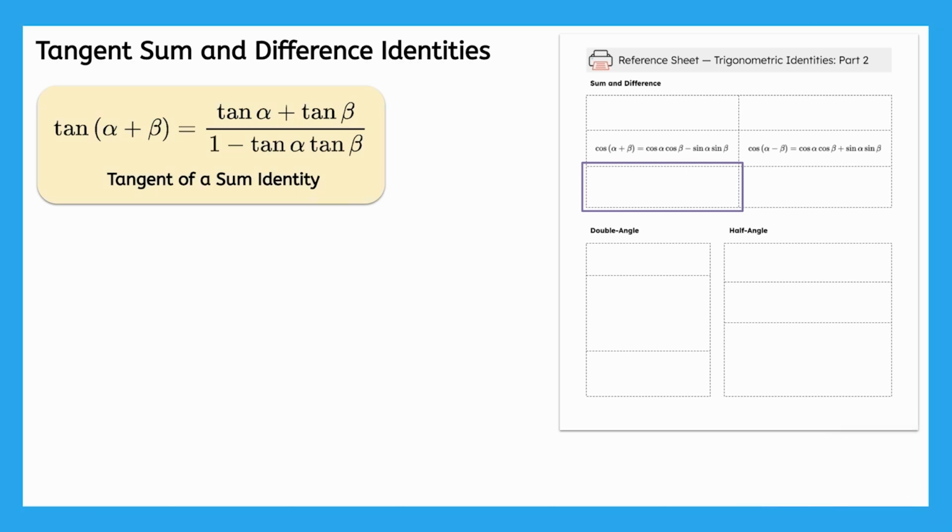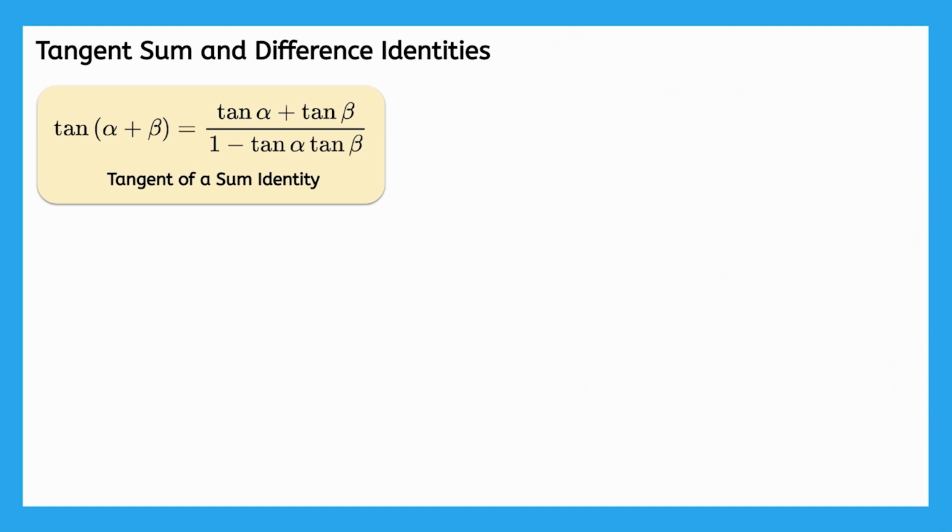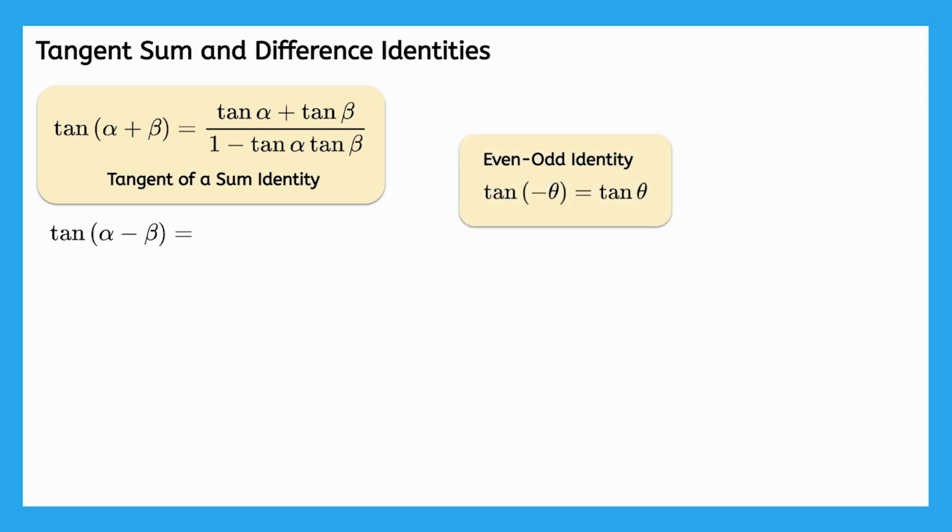Now, let's find the tangent of a difference identity. On your own, use the tangent of a sum identity to find the tangent of a difference identity. Feel free to refer back to how we found the sine of a difference identity and take a similar approach. You will also need the even-odd identity for tangent to do some simplifying. Pause the video and try it out now.